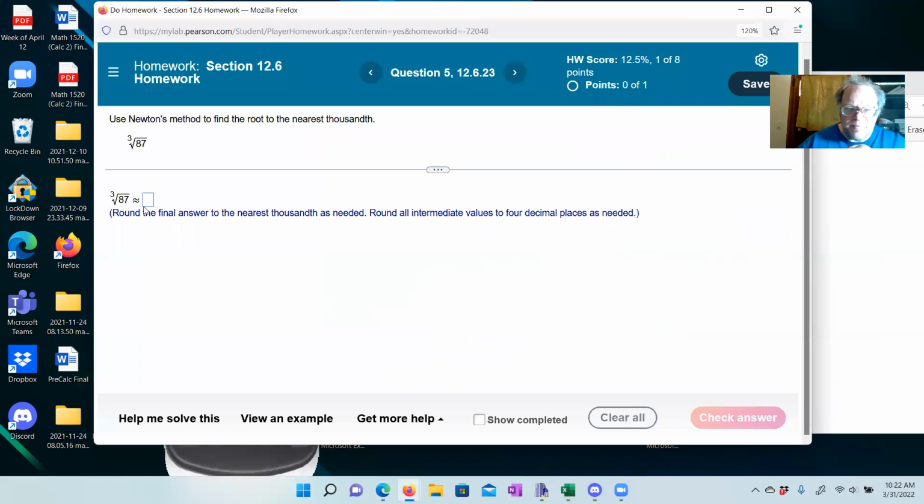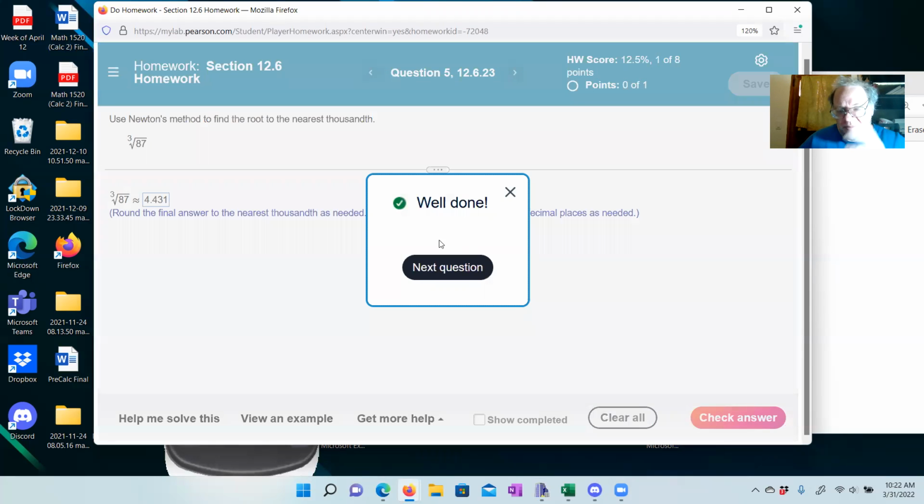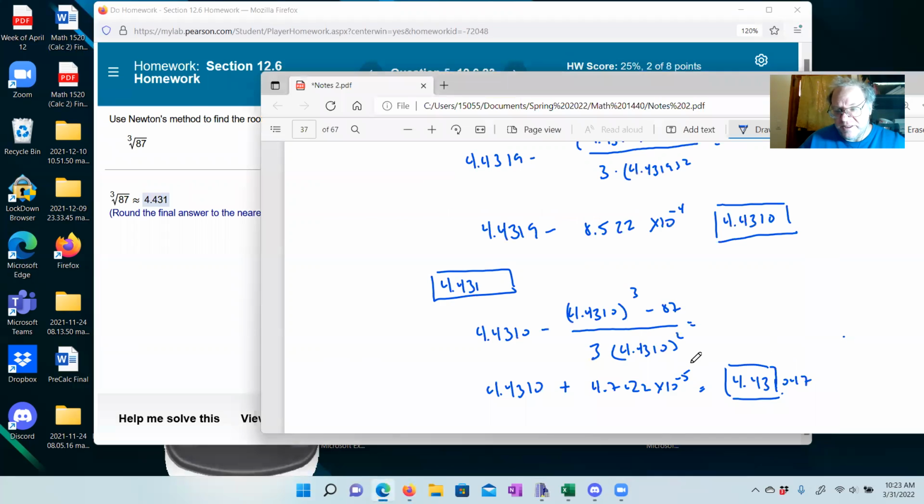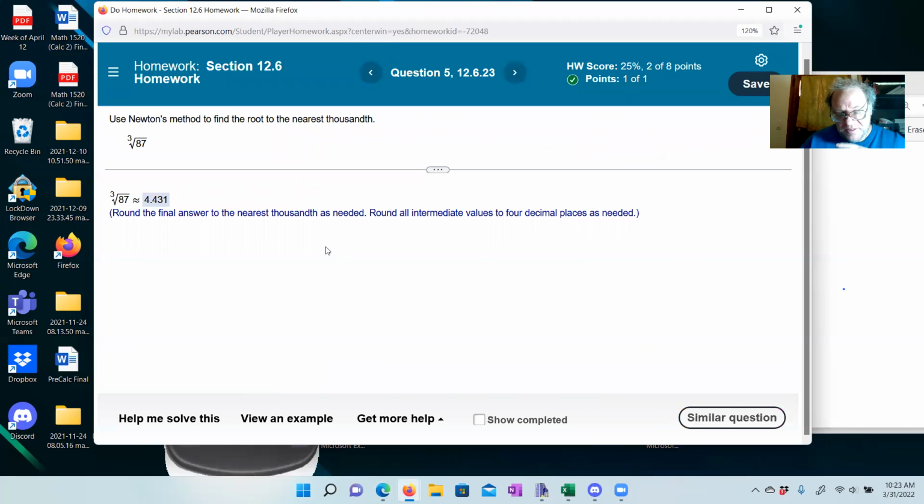Okay, so let's have a look. So this was 4.431. So I put in the thousandths. I think I only need to do that one. It'll yell at me if I'm wrong. Okay, so there we go. But that's how you find square roots and cube roots, etc., if you don't have a good calculator. And that's how we used to do it too. Well, not we, but this is how it used to be done.